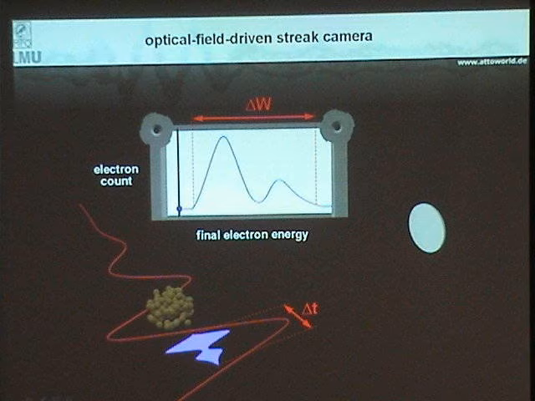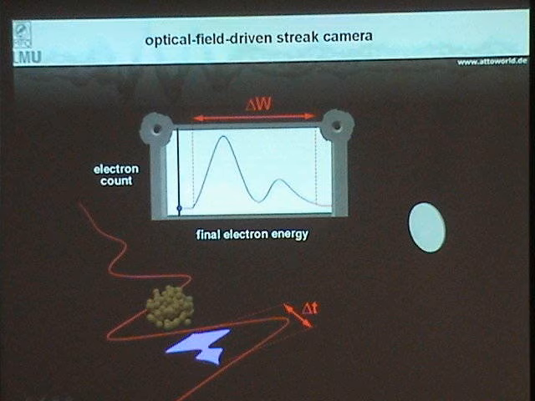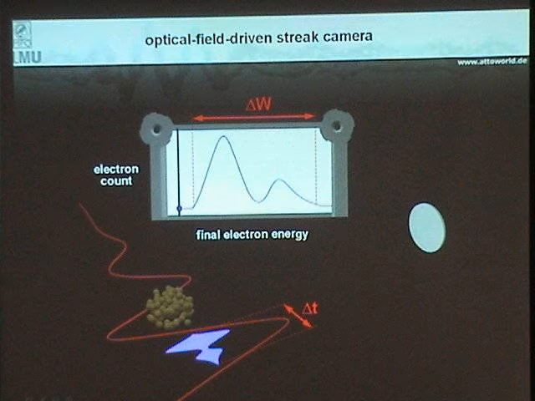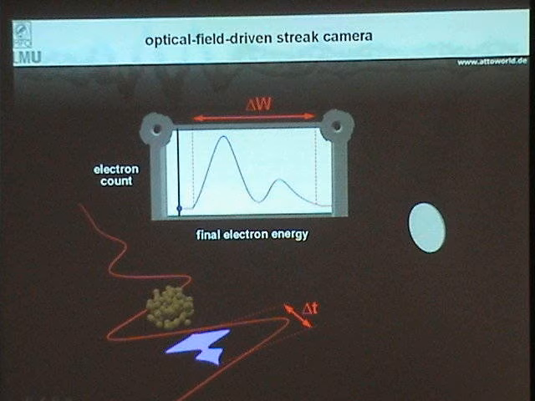And this is now what we call a streak image, but in this case not in real space, but basically in energy or momentum space, whatever you choose here as a variable, basically for the electron count. So basically what you end up with is a final photoelectron energy spectrum that is streaked in a way that in this process basically the temporal history of emission is encoded.